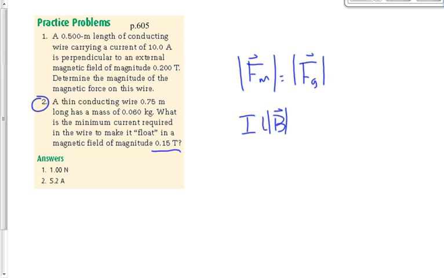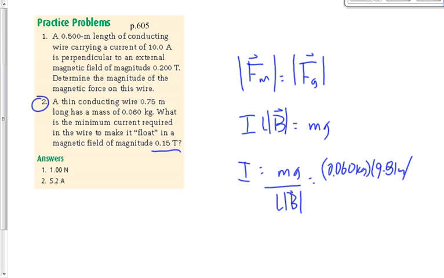F is equal to ILB, but F is also equal to mg. These two forces are equal in magnitude, opposite in direction, but equal in magnitude. We're looking for the current that's required here. We're looking for I. So I would be equal to mg over LB. My mass here is 0.060 kilograms times 9.81 meters per second squared.